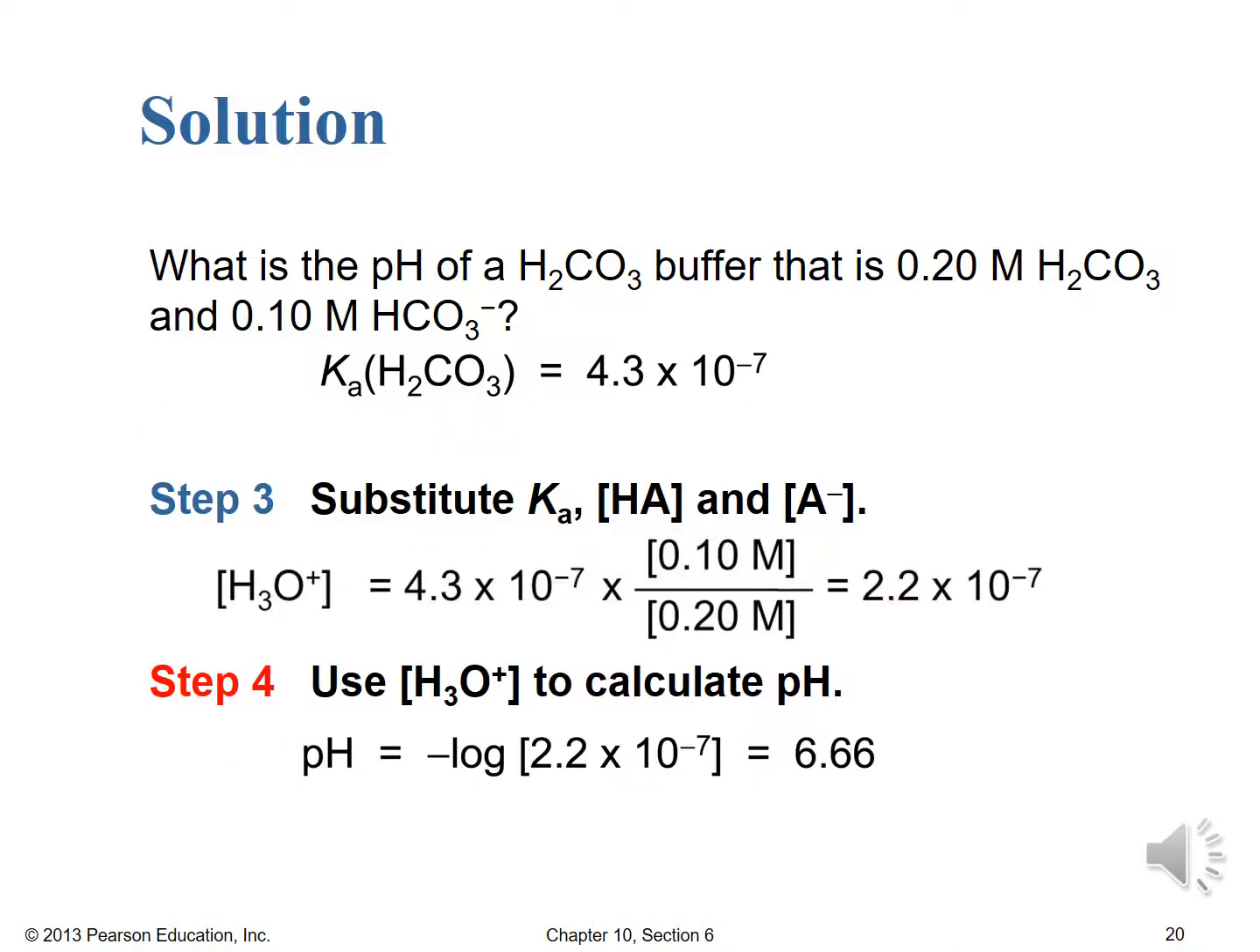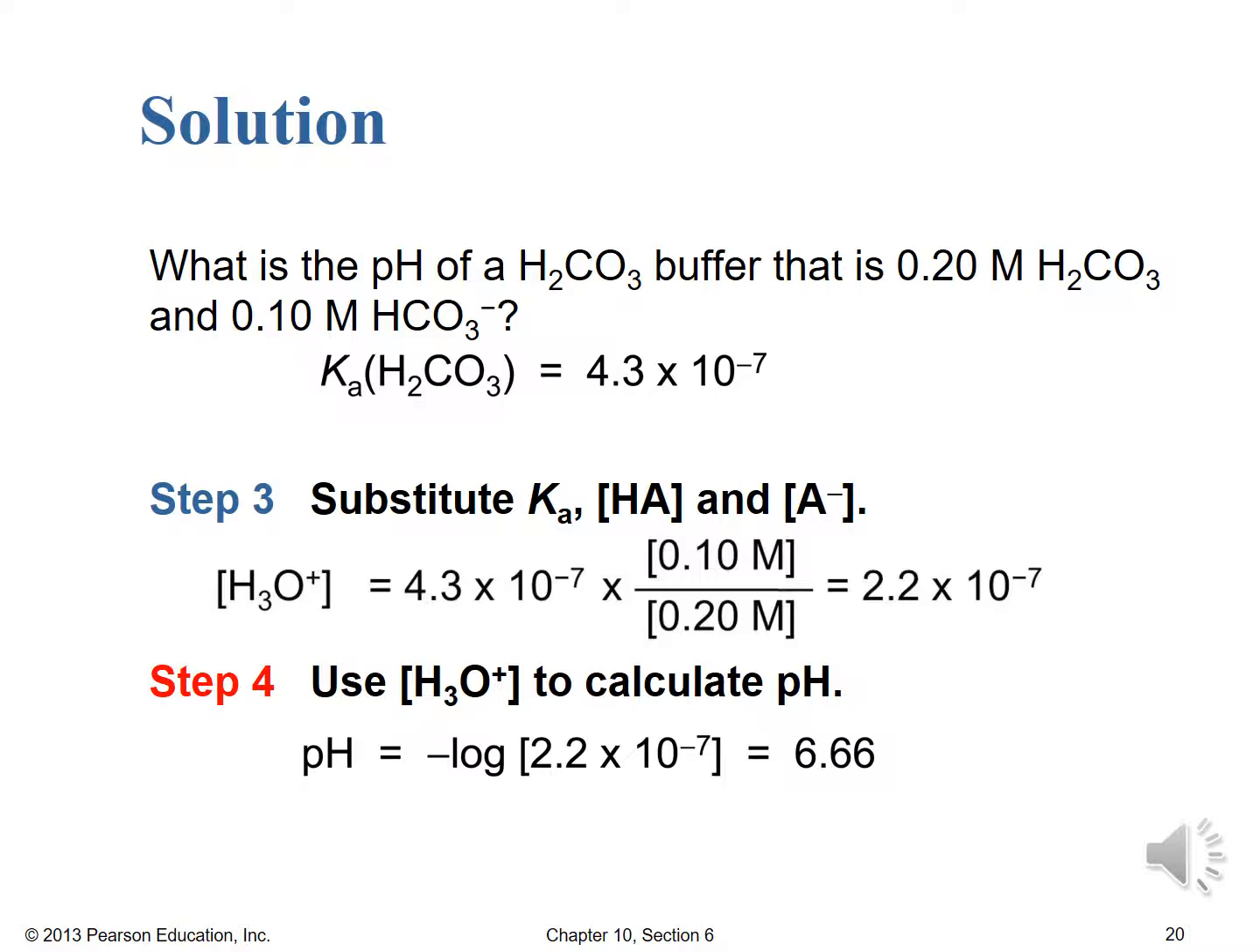Okay, moving on to step 3, we can substitute the value for Ka, the value for the HA concentration, and the value for the A minus concentration into our equation, and we end up with an overall value of 2.2 times 10 to the minus 7. So it doesn't change a whole lot from the 4.3 times 10 to the minus 7, which is the value of the Ka itself. As I said, that's the most important feature, and then the relative amounts of acid and base form can cause you to move a little bit, but you're basically going to be right around that pH value that's closest to the pKa, the negative log of the Ka itself.